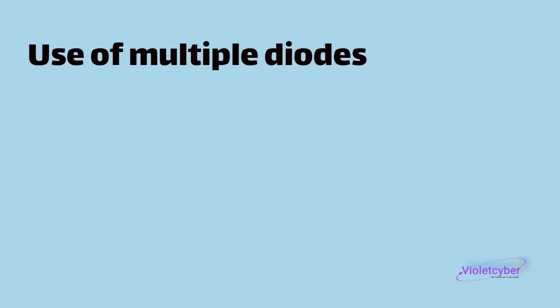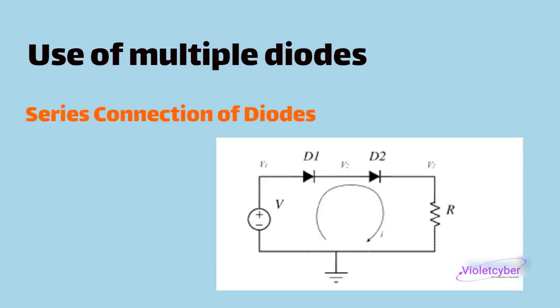Now, let's explain them more. Series connection of diodes. In a series connection, multiple diodes are connected end-to-end in a chain. Features and applications: increased breakdown voltage.